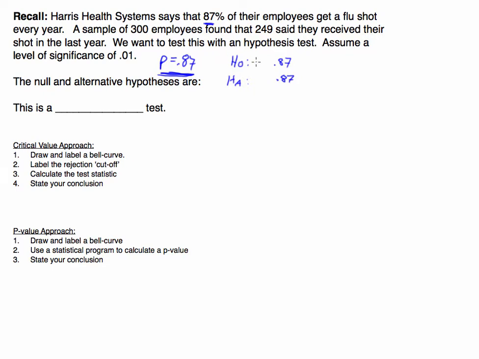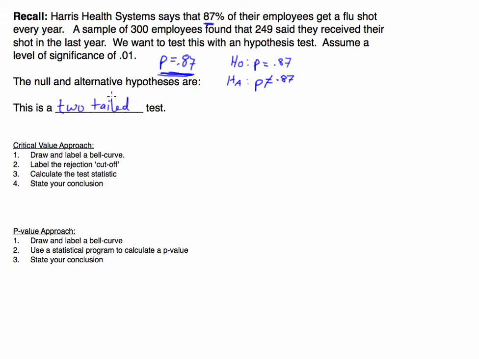And remember, the null is always the equal to, and the alternative is either going to be greater than, less than, or not equal to. In this case, they're not saying that we want to test that fewer employees did or more employees did. It's just that we want to test that exactly 87%, or approximately 87%. So we're just going to have the alternative be that it's not equal to. Notice these are mutually exclusive. Since our alternative is not equal to, this is a two-tailed test.